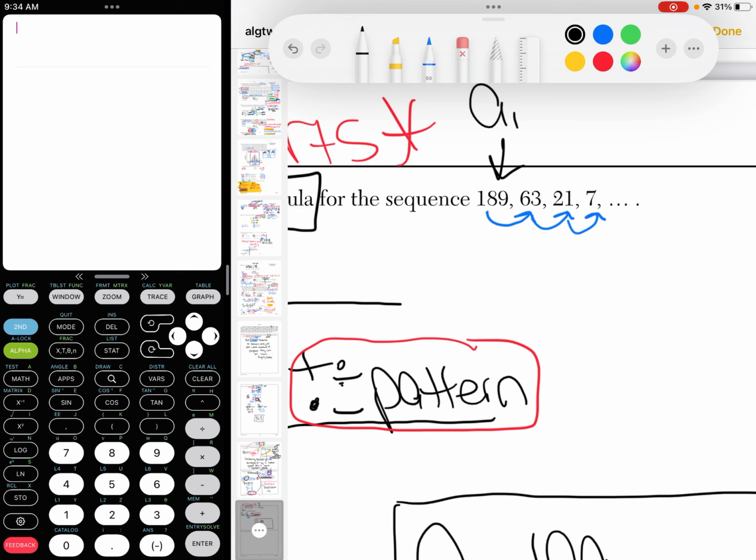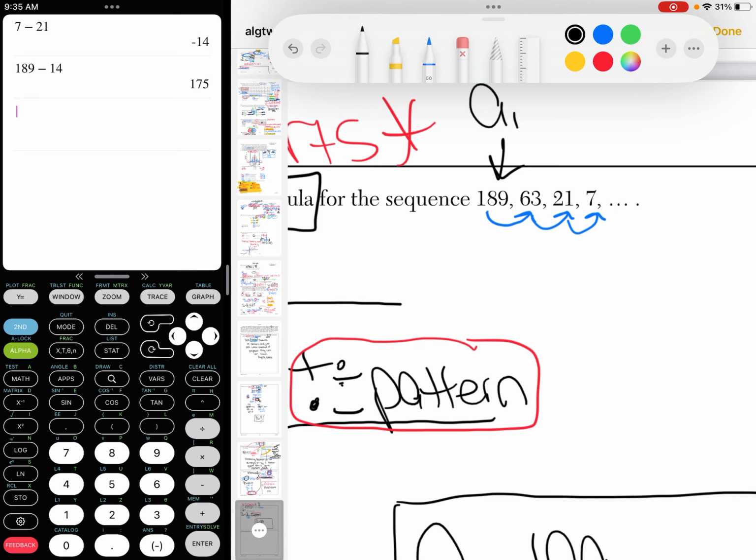But to tell for sure, you can always check to see if it's an adding pattern, like to figure out what you're adding to 21 to get to 7. You would do 7 minus 21. That means I'm subtracting 14, and I'm certainly not subtracting 14. If I did 189 minus 14, I do not get 63. Okay, so this is not an adding pattern. It's going to be a multiplying pattern.